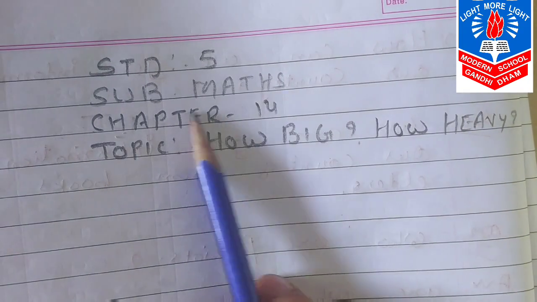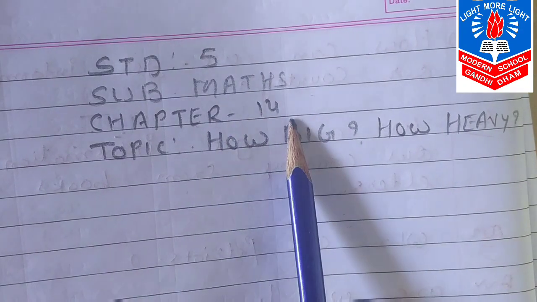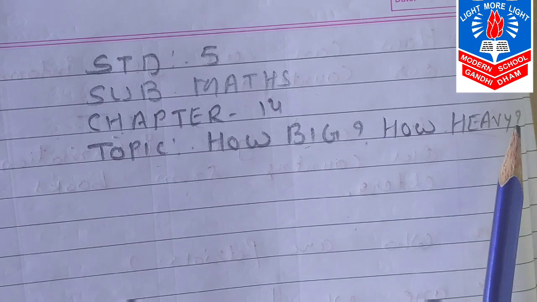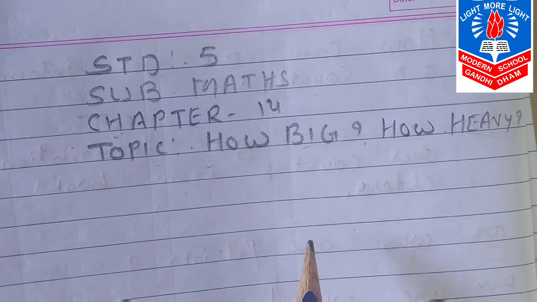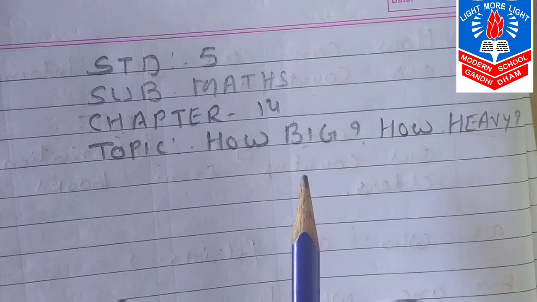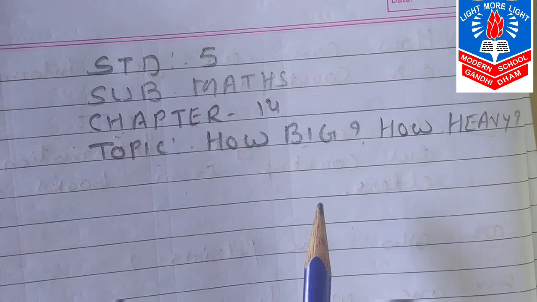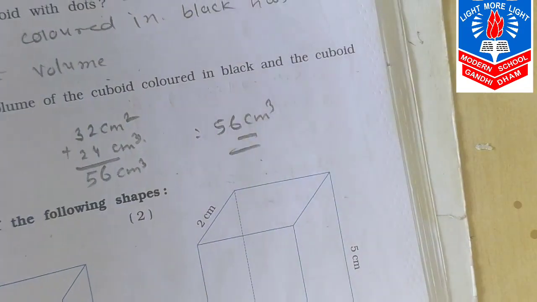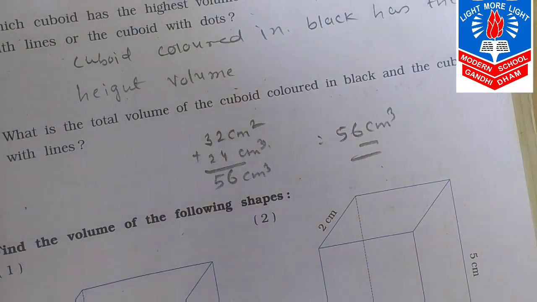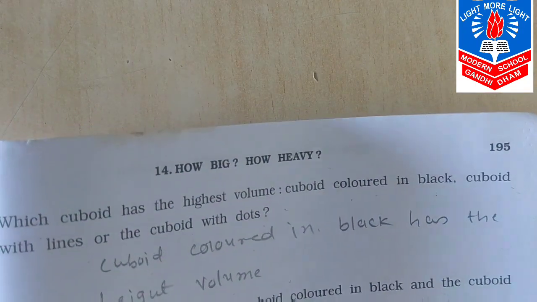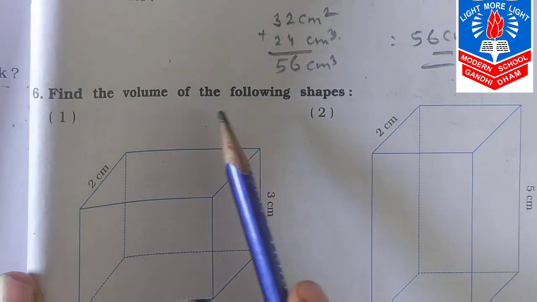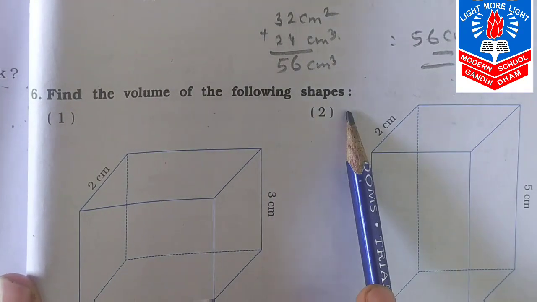Today we will study subject maths, chapter 14, topic how big, how heavy. So students, open your textbook, take your notebook and solve the sum with me. Now we are on second part of this chapter. So we are on question number 6. Find the volume of the following shape.